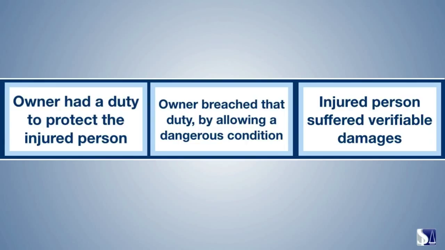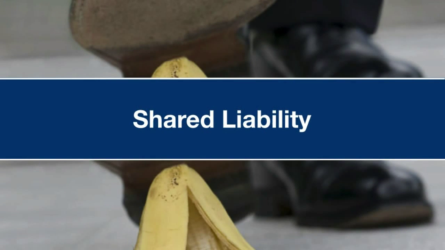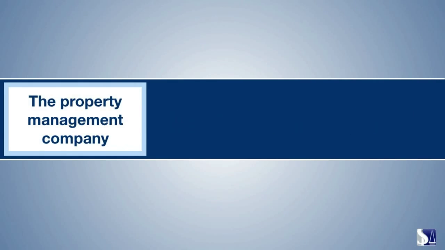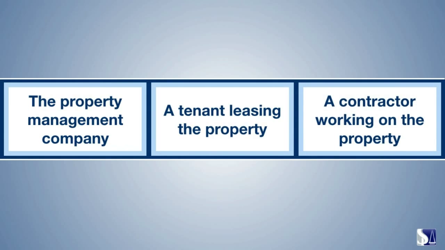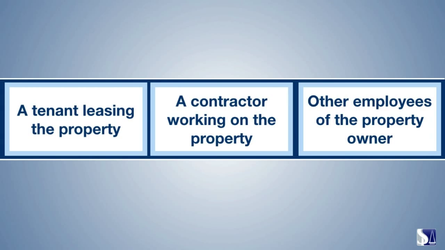Just because the accident happened on a specific property doesn't make the property owner the only party liable for a slip and fall injury. There is the possibility of shared liability, which means there can be multiple parties responsible for the same accident. In addition to the property owner, some of the liable parties might include the property management company, a tenant leasing or subleasing the property, a contractor or subcontractor working on the property, other agents and employees of the property owner. Here's an example involving a negligent apartment manager.